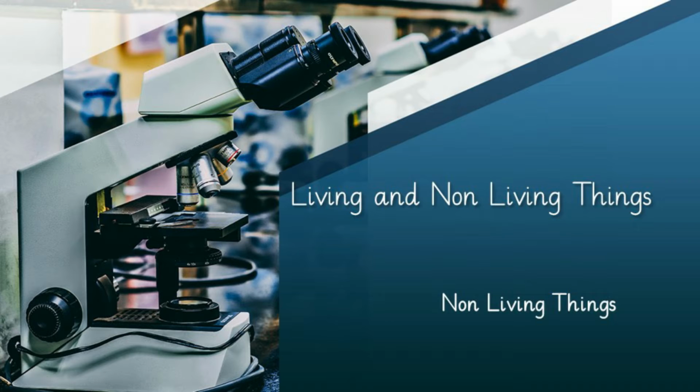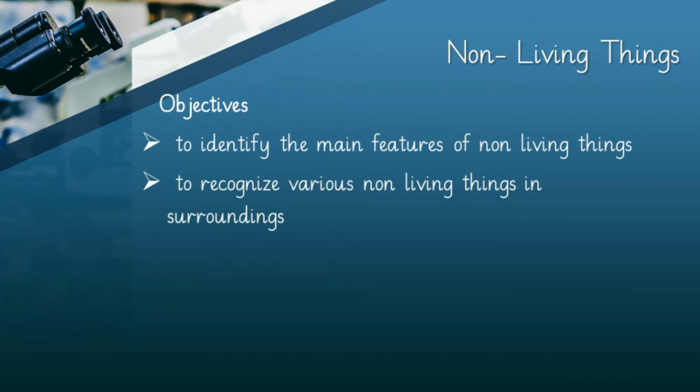Living and non-living things. This is the first chapter of our science textbook. Within the previous lesson, we learned about living things, and today we will discuss non-living things. Objectives for today's lesson are to identify the main features of non-living things, and to recognize various non-living things in our surroundings.